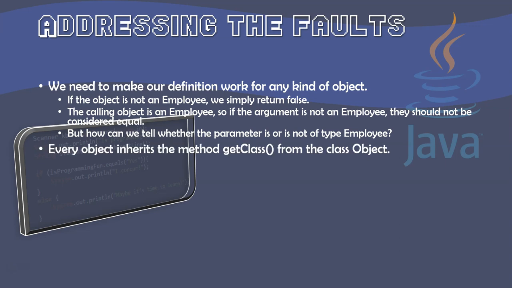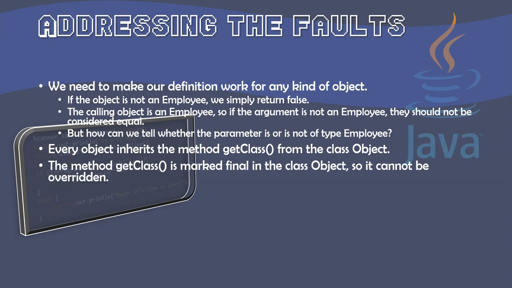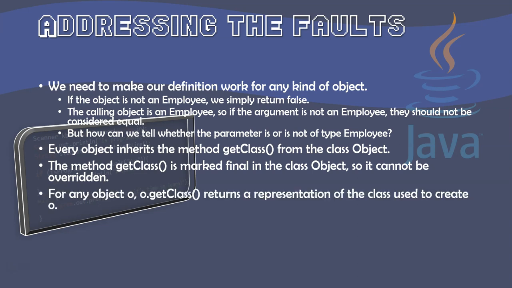Well, every object inherits the method getClass as part of the Object class, and that getClass is going to be our little friend here as we start comparing those base types. The method getClass is technically marked as final in the Object class, and because it's marked as final, it cannot be overridden, which is a really good thing, because if we could override it, we would have a big headache on our hands. So let's say we have any kind of object of type O, and I say O.getClass. This is going to simply return a representation of the class used to create O.